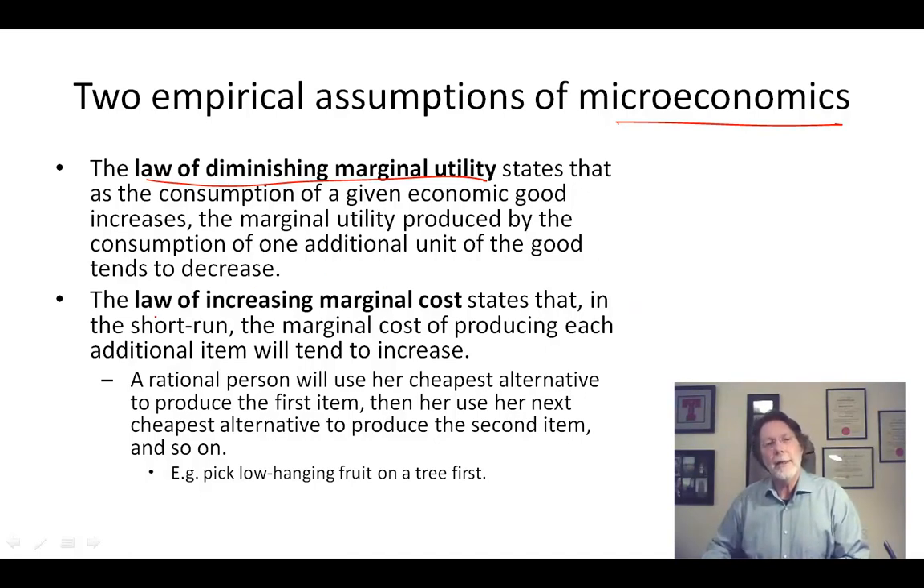The other assumption is the law of increasing marginal costs. And that states that in the short run, well, I'm not going to deal with that. I'll leave that to economics. But in the short run, the marginal cost of producing each additional item will tend to increase. And that's just because people produce things in the cheapest way first, and then as they go along producing more and more, they often have to find more and more expensive ways of producing them. That is, pick the low-hanging fruit on the tree first.